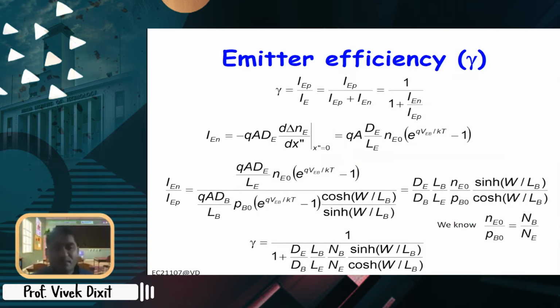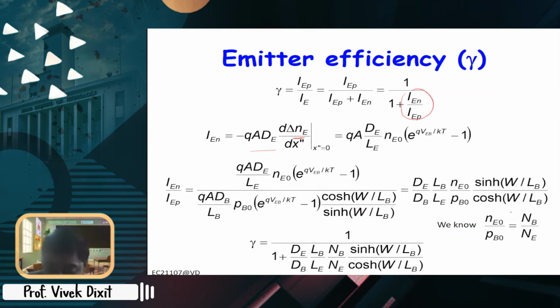Let's write the expression for emitter injection efficiency. It is IEP by IE, or you can write 1 over 1 plus IEN by IEP. Now IEN you can recall, it is a derivative of electron concentration in the emitter. IEP is the derivative of hole concentration in the base at the base emitter junction. And if you take this ratio of IEN by IEP, q and A will cancel out, but DE by LE and DB by LB will be there. And this is coth W by LB at the bottom. So if you take 1 by this, it becomes tanh W by LB.